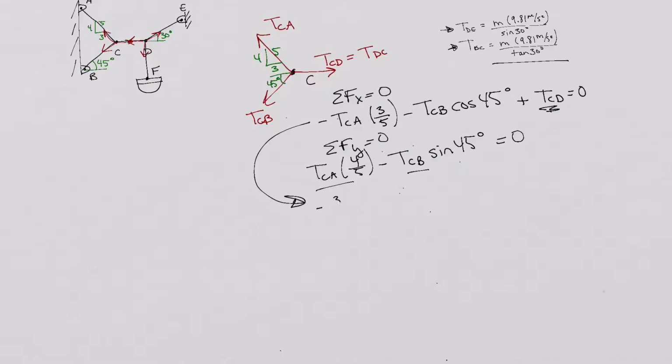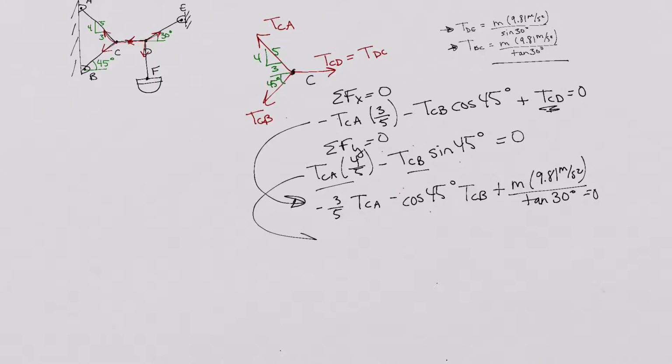So we have negative 3/5 TCA minus cosine 45 degrees TCB plus TCD, which is going to be that m times 9.81 meters per second squared divided by the tangent of 30 degrees. That equals 0. And then let's take this equation down.